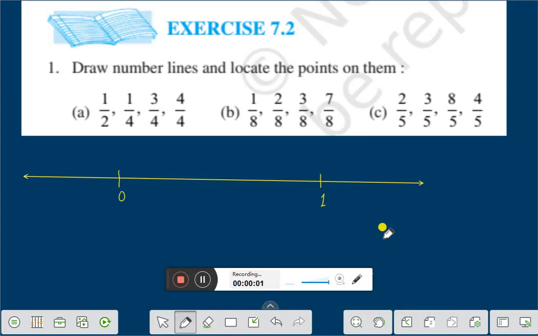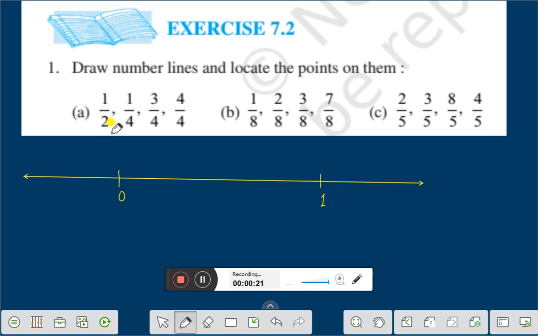Hello everyone. Today we shall discuss exercise 7.2 question number 1. Draw number lines and locate the points on them. A. 1 by 2. Here we have drawn a number line and here we have written 0 and 1.